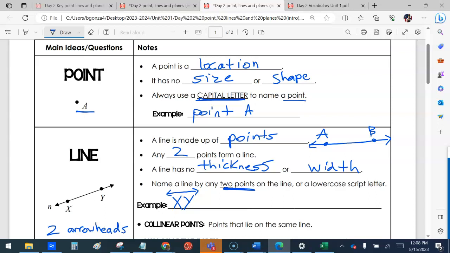2 arrowheads. So you could call it literally line XY with the notation of a line on top. Or you can use a lowercase script letter. Do y'all see off to the side here? We have a lowercase script n. You see how n doesn't have a point next to it? It's just kind of there. It's kind of a weird font. That means the name of that line is also just line n. So we can go ahead and put that down.